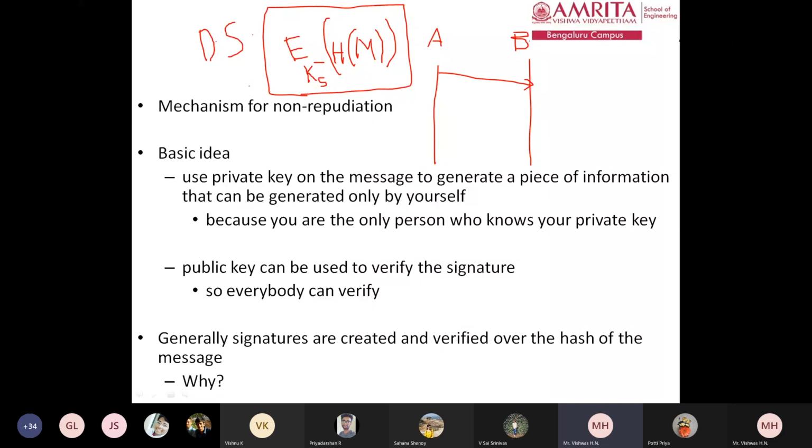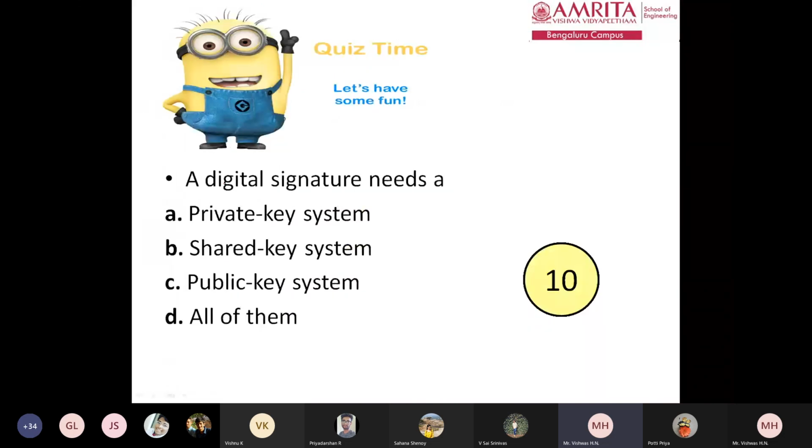Do we need a session key here? Do we need a shared key here? Yes or no? Did I use any shared key, students, for creating the digital signature? No, sir. So a shared key is not required. Did I use any public key here? No sir. Public key is also not required. What I have used is only the private key of the sender. So your answer for this question: digital signature needs a private key system.